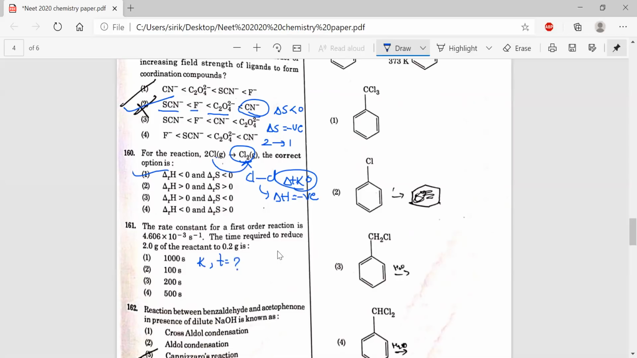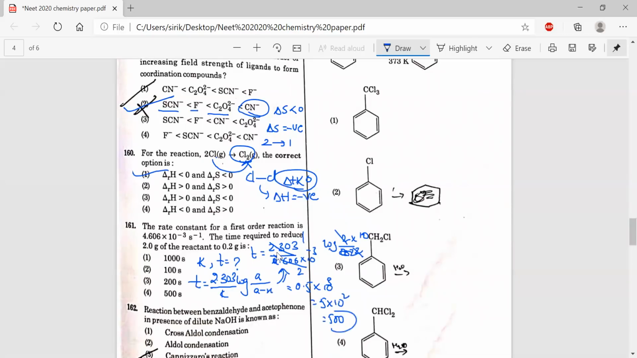And the next question: the rate constant K value is given, and they are asking us to find the time. Let us see how you can do it. Time equals 2.303 by K log of A by (A minus X). Now the time period is 2.303 by the K value, which is 4.606 into 10 power of, just substitute it, log of A by 2 by 0.2. This 0.2 is 2 by 10. 10 goes up, right? 2 cancels, log 10 is 1. And 2.303 by 4.606 is 1 by 2, which is 0.5 into 10 power 3. Then it is 5 into 10 power 2. Then it is 500 seconds.